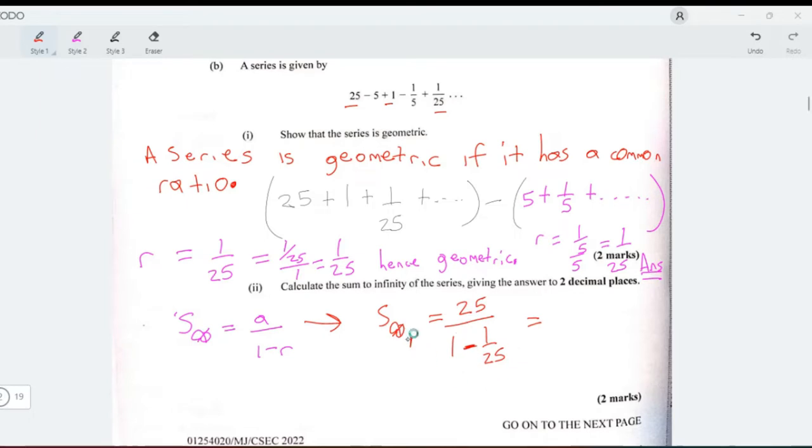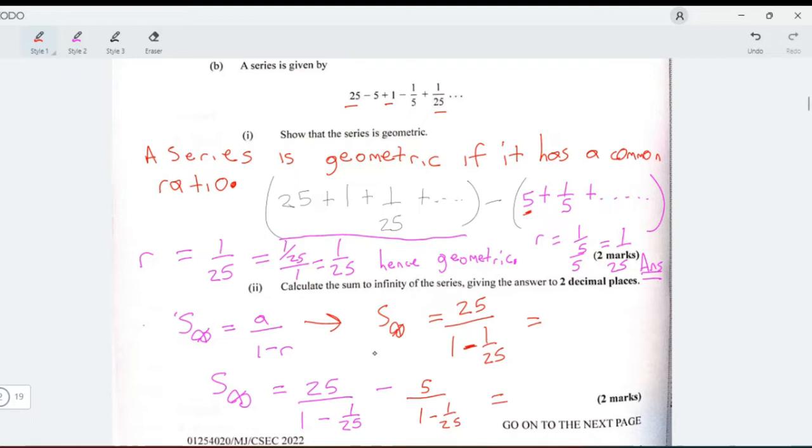Or let's just do everything in one step, right? We don't need to be doing the sum to infinity 1 and the sum to infinity 2. Just in the interest of time, sum to infinity is 25 over 1 minus 1 over 25. That would be for the positive part here. Minus, for the next part now, the sum to infinity is 5 over 1 minus 1 over 25.